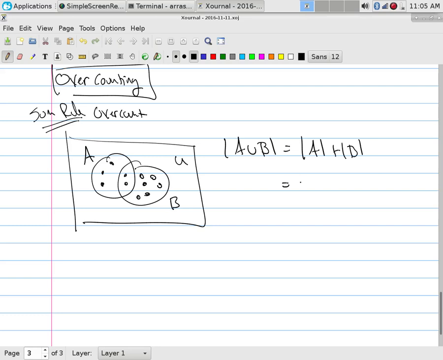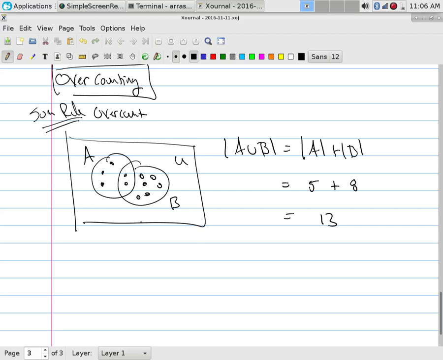What is the cardinality of A? How many dots are inside the A circle? 5. How many dots are inside the B circle? If I just simply add those two together, which is 13, how many dots do you see? I only see 11. So what happened?